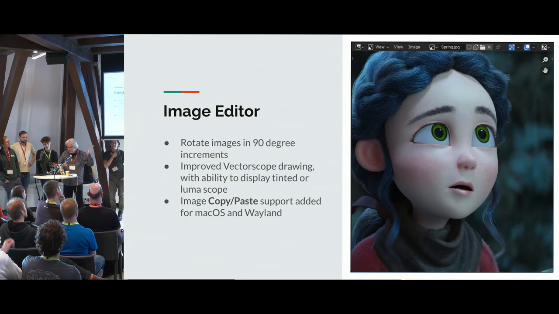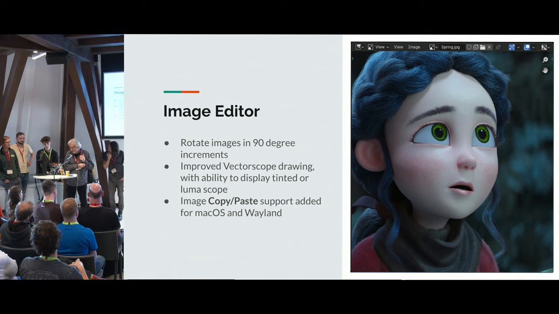Image editor, we can now rotate images by 90 degree increments. The vector scope drawing was improved a lot. That's so fast, so pretty now. And the note about copying and pasting images between applications in Blender, it now works in macOS and Wayland. It was in for Windows last year, but that's a nice change.